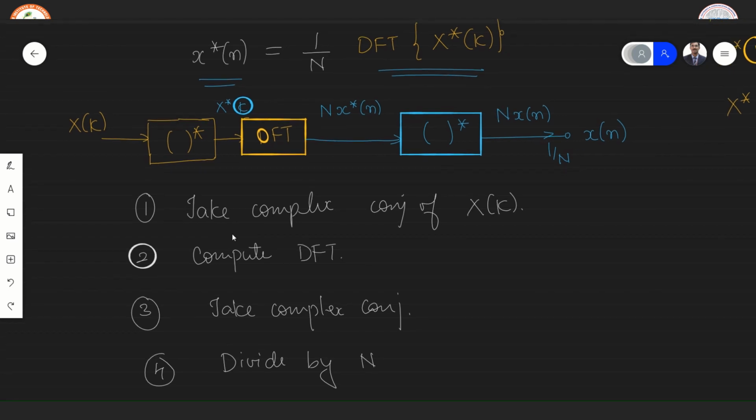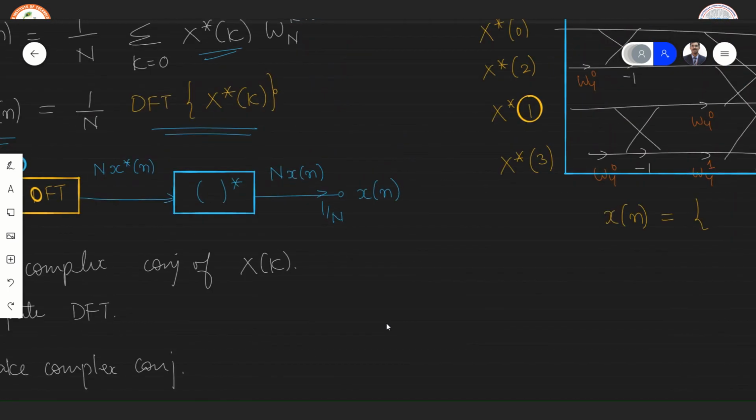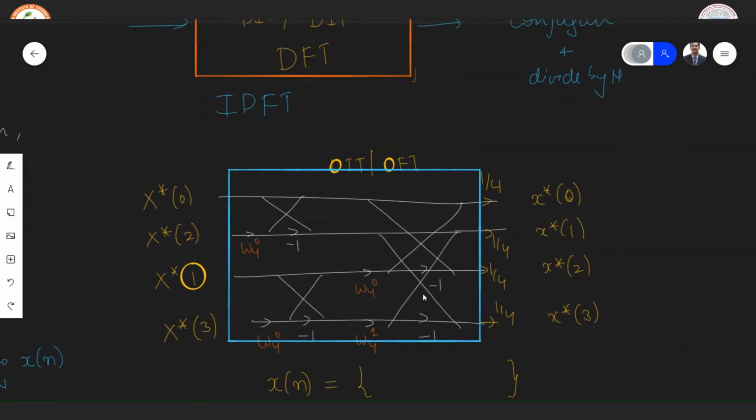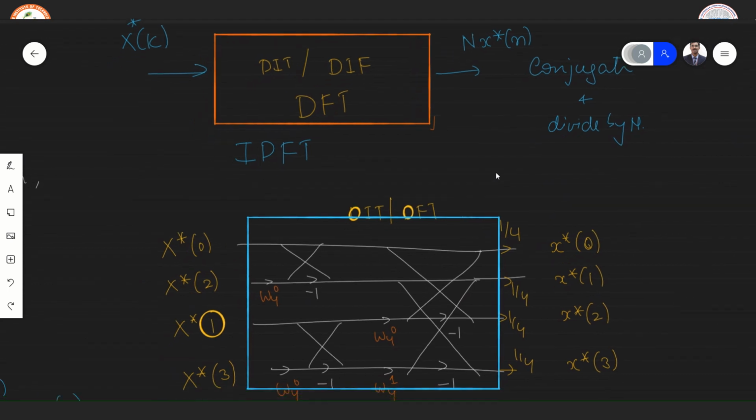Therefore, the steps can now be written as: take the complex conjugate of X[k], compute the DFT, take the complex conjugate again, and then divide the result by N. So this process can be used so that we can use a DFT block and generate the answer for the IDFT. Now this is illustrated using a very simple example here.